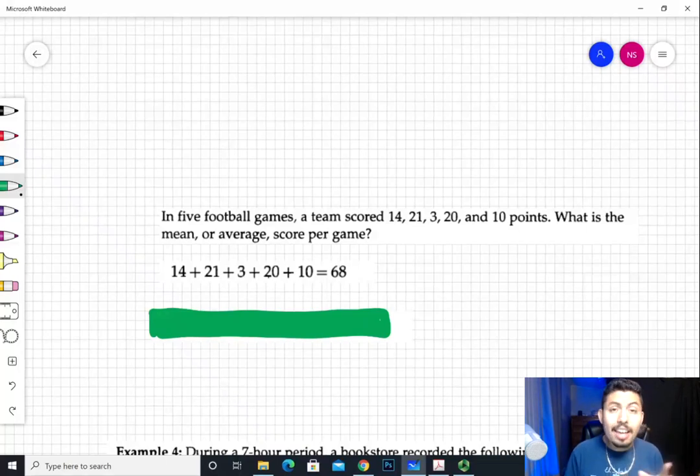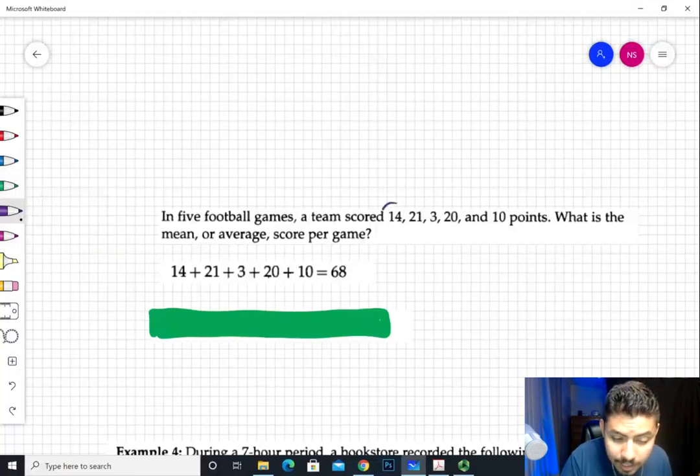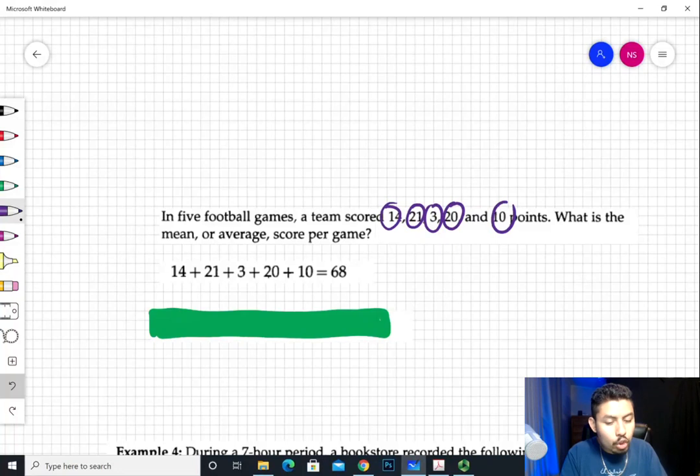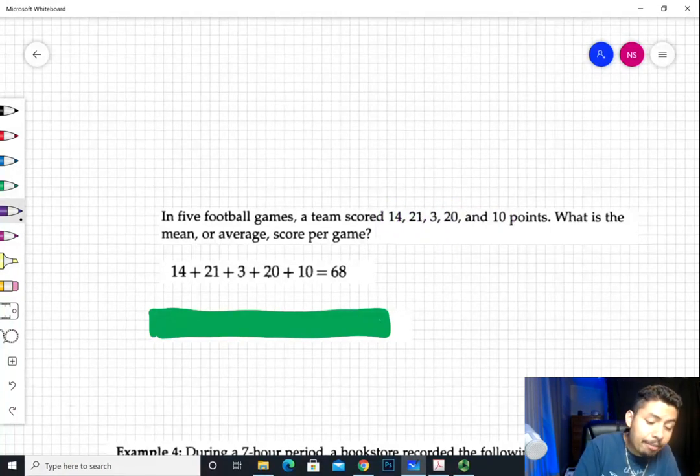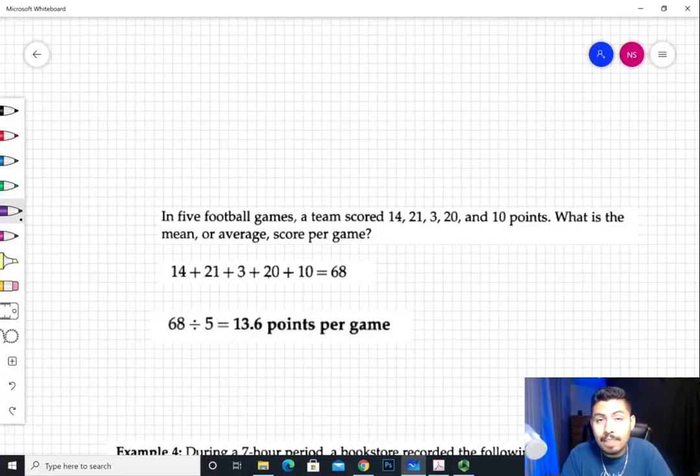What else did it say? Divide that answer, your total amount, which is 68. You have to divide that by the amount of numbers there are. How many numbers are there? Well, I see 1, 2, 3, 4, 5. 5 total numbers. So you divide your 68 by 5, and what we get is 13.6 points per game. And guess what? That's your average. That's your mean. You found it, right?